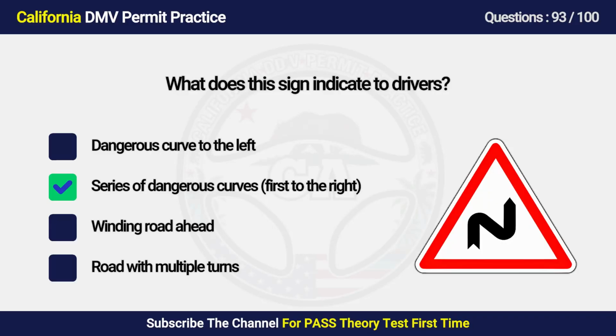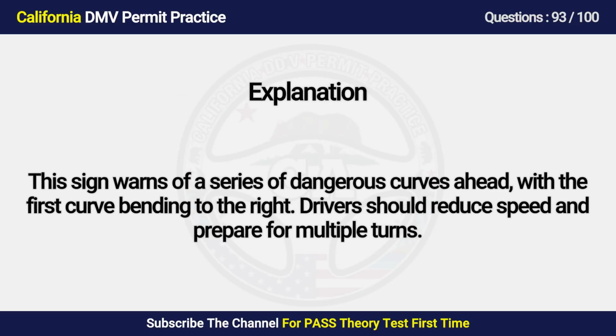Answer is B. Series of dangerous curves, first to the right. This sign warns of a series of dangerous curves ahead, with the first curve bending to the right. Drivers should reduce speed and prepare for multiple turns.